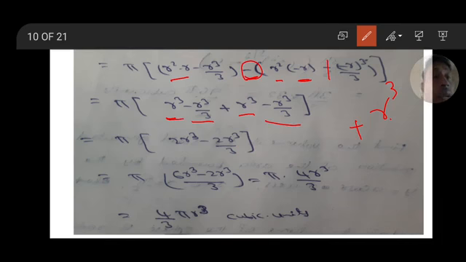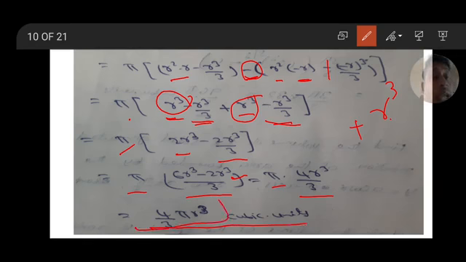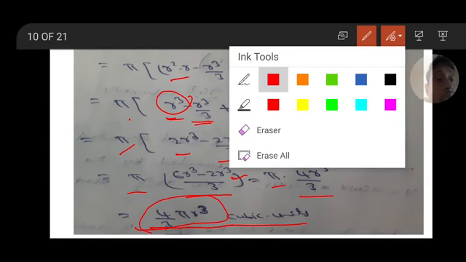So plus r cube gives 2r cube, minus r cube by 3, minus r cube by 3, that is minus 2r cube by 3. The LCM is 3, so 3 into 2 is 6r cube minus 2r cube by 3. 6 minus 2 is 4, that is 4r cube by 3, and pi is carried along in every step. So 4 by 3 pi r cube cubic units. It is the volume of a sphere.